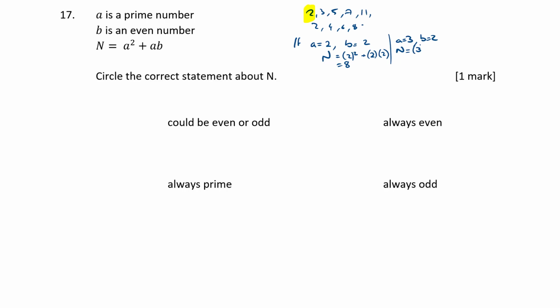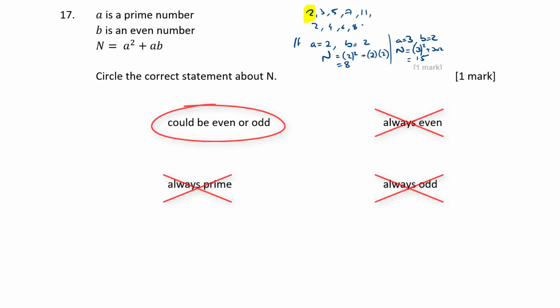So if a was 3 and b was 2, then a squared would be 3 squared, and a times b would be 3 times 2, wouldn't it? So that would give me 6 plus 9, 15. Okay? So it's definitely not always even because I found an odd solution. It's definitely not always odd because I found an even solution. It's definitely not always prime because 8 is not a prime number. So the only one that really fits then is it could be odd or it could be even.